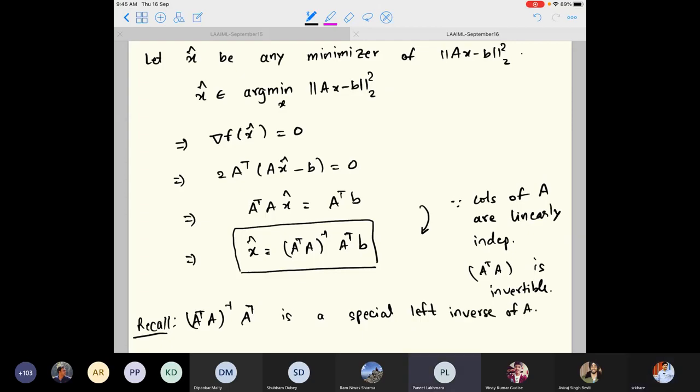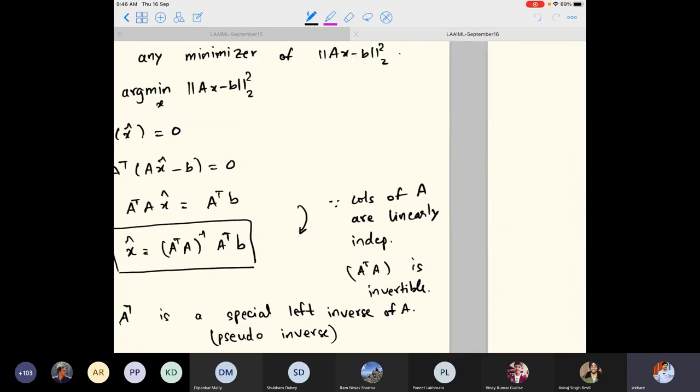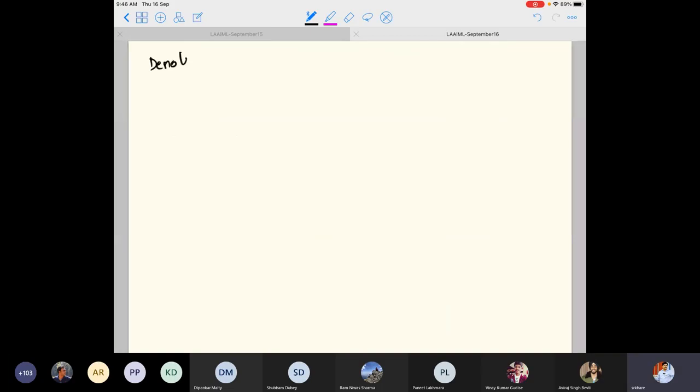What did we call it? Pseudo inverse. Yeah, correct. We call this the pseudo inverse, right? So let us give this a notation also. This pseudo inverse I'll denote as pseudo inverse of A; as you will see, people denote it as A dagger. Okay, so what is A dagger? A dagger is basically (A transpose A) inverse A transpose, right?